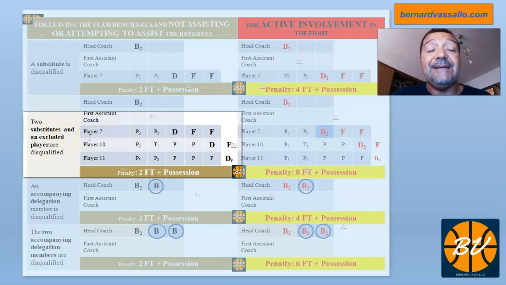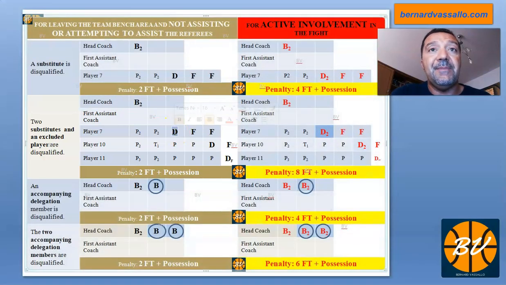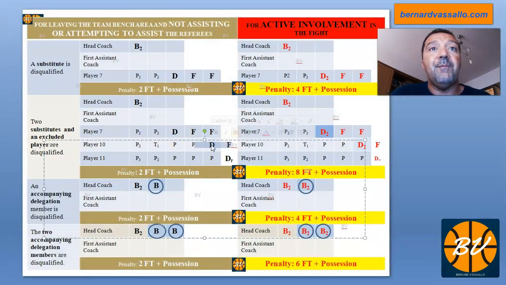That would be a direct disqualification for all these team members. Therefore, you could see a D here for player 7, a D here for player 10. Both these players could still play in the game. They were substitutes, but now they become automatically disqualified.